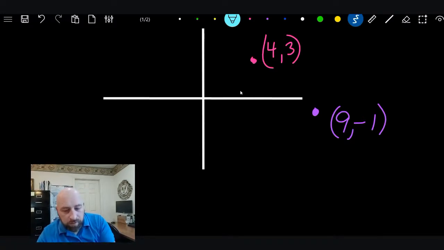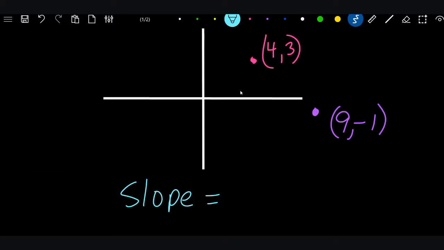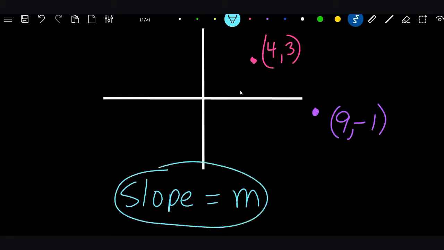Let me tell you this while we're right here. The way that they abbreviate slope in algebra, in geometry, in trigonometry, in all of math, is they use the letter M. Slope equals M, M equals slope. Why? I don't know. Good question. They just did. They didn't want to use S, so they used M. So make sure that when you see the letter M, that signifies slope.